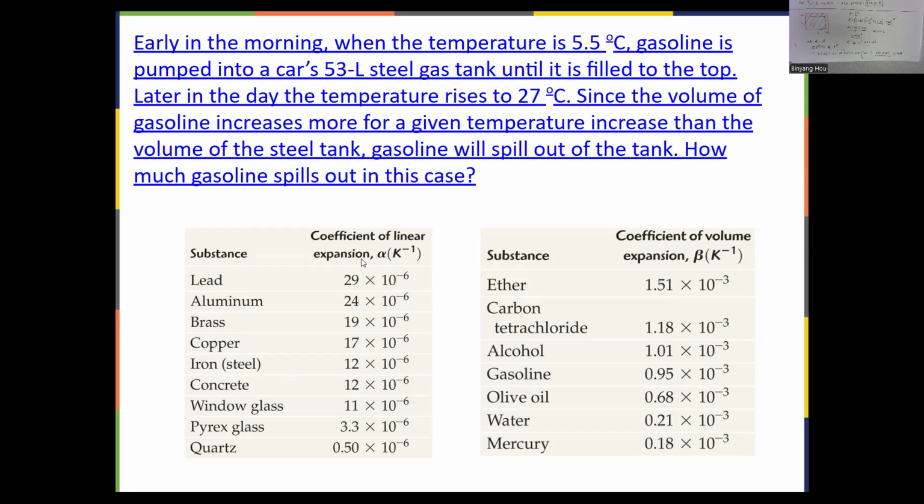But when the gas tank made of steel expands, you're going to use its volume expansion, which means 3 times these numbers. So for steel, you'll do 3 times 12 times 10 to the minus 6, which is 36 times 10 to the minus 6. Okay.